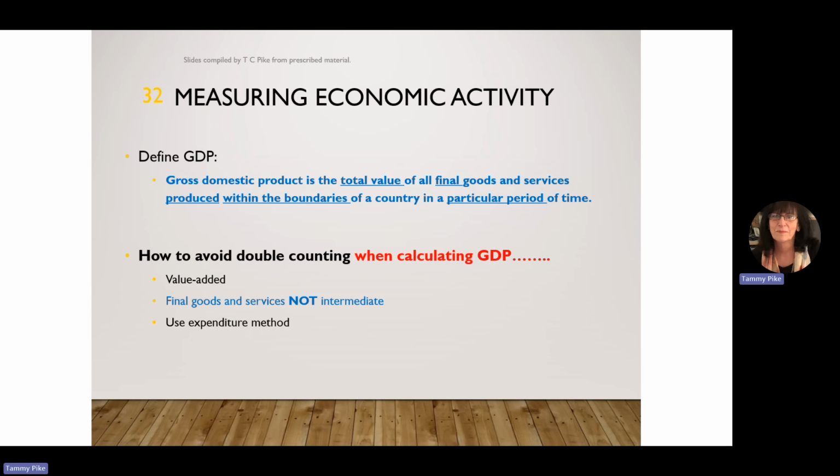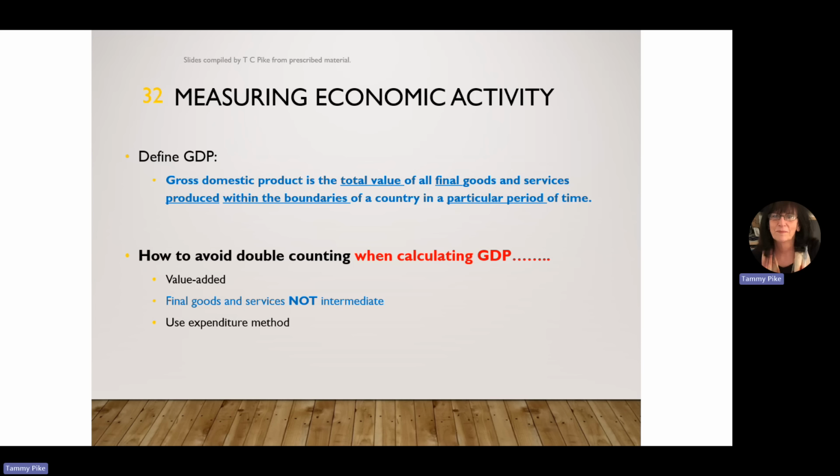So looking at gross domestic product, which is one of the tools of measuring economic growth in our economy, you must be able to define GDP. It's one of the definitions that is often asked in one or other way. Make sure you've got it word perfect. All right, there's no half measures with a definition for a gross domestic product. It has to be pretty much spot on.